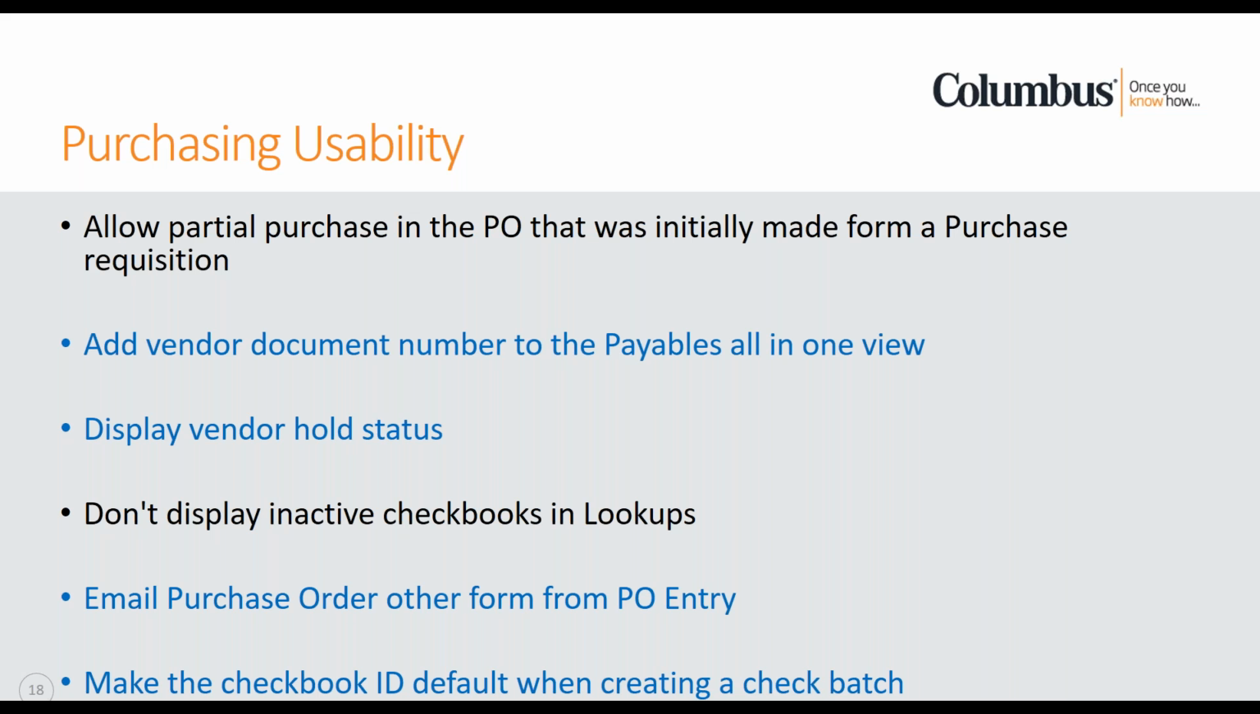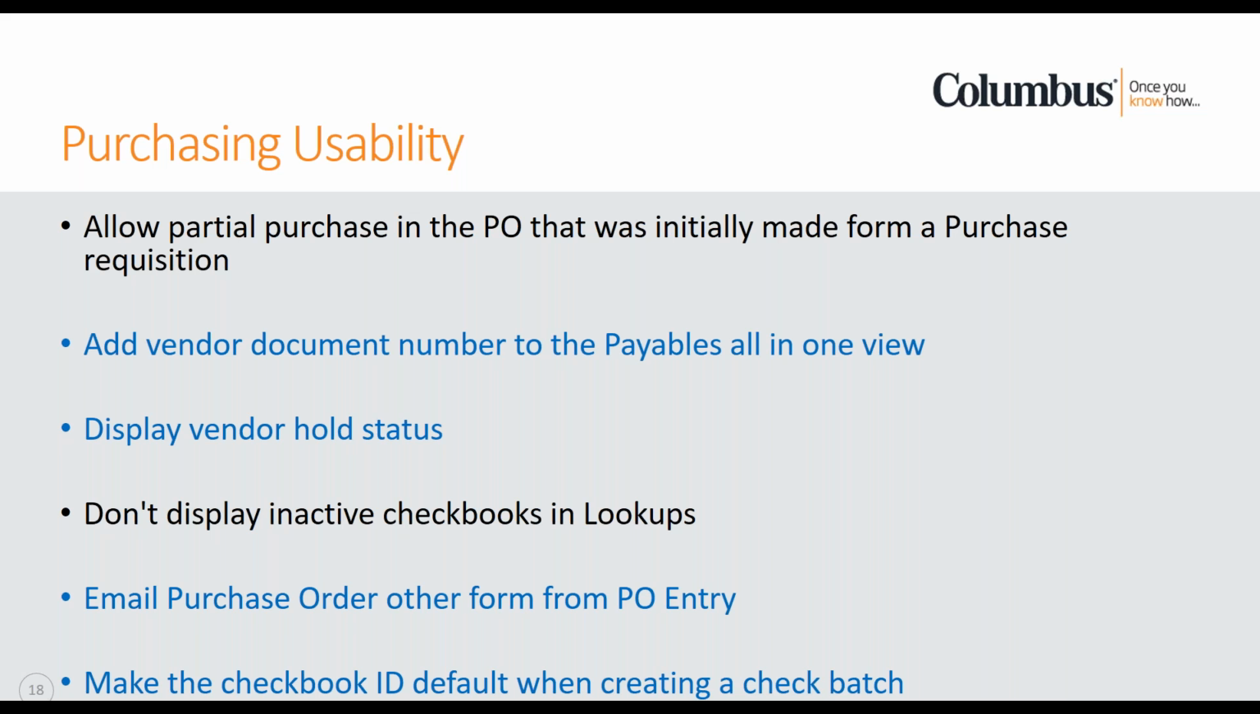The second one on the list, the first blue one that we'll actually take a look at, is that the vendor document has been added to the payables all in one view. I'll point that out and show what that is and why that's important. If you put a vendor on hold, that vendor hold status is now displayed much like it is on a customer, where we can see the little red stop sign. We'll look at a couple of those.